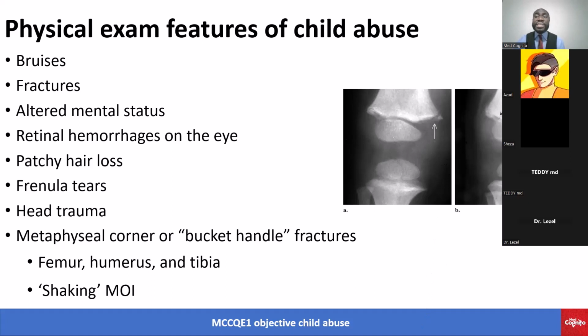Bucket handle. So this is the distal part of the femur, and this is the patella, right? And this is the fibula. And if you start seeing this, it's like the child was pulled, and that is what is causing the problem.